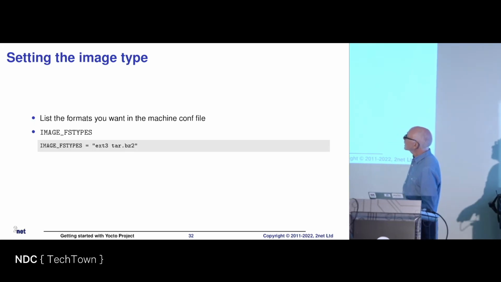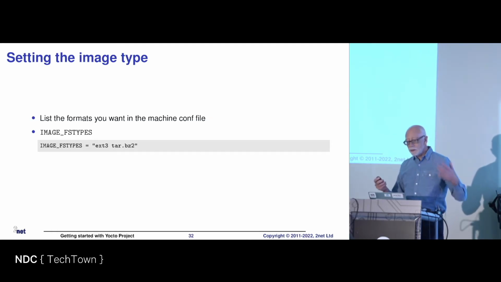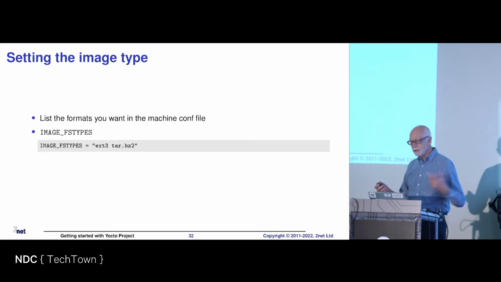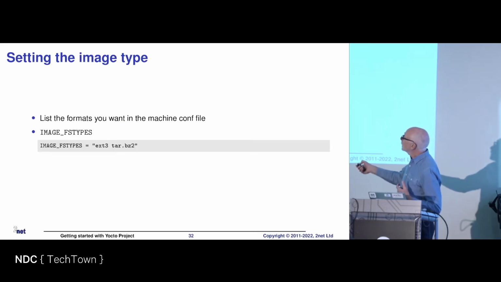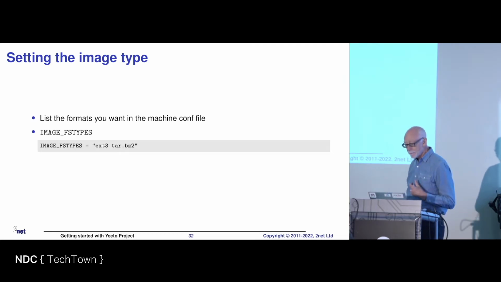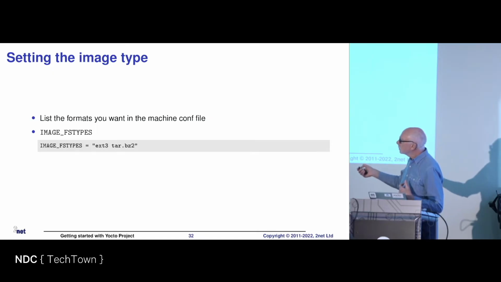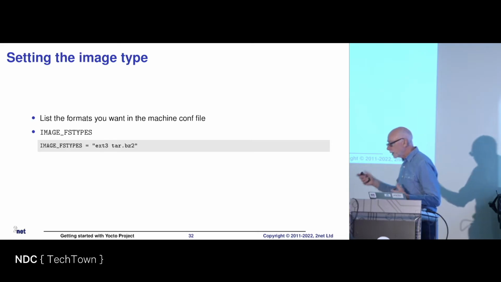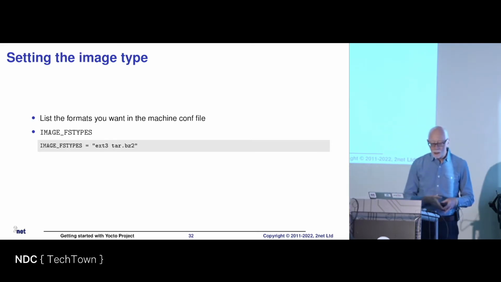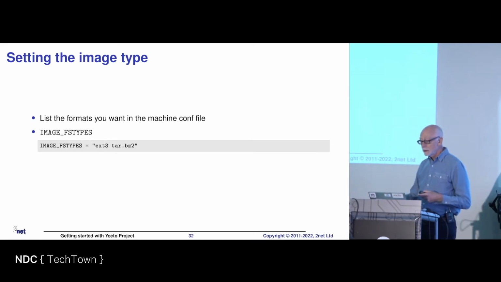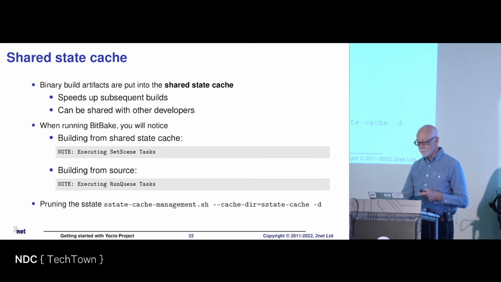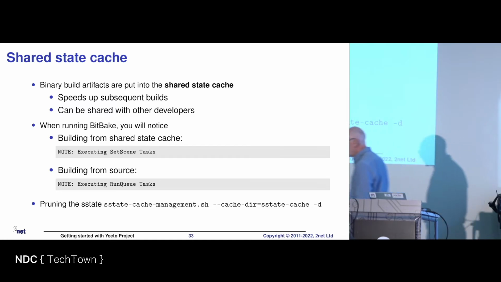So just for reference then, the types of image that are generated for any particular machine are set up in the configuration file for your machine, and you have image FS types, ext3, tar.bz2, or whatever. Now, normally this is given to you as part of the board support package for whichever board you're using. You don't normally have to go and edit this stuff. Let me just say a little bit about the shared state cache.